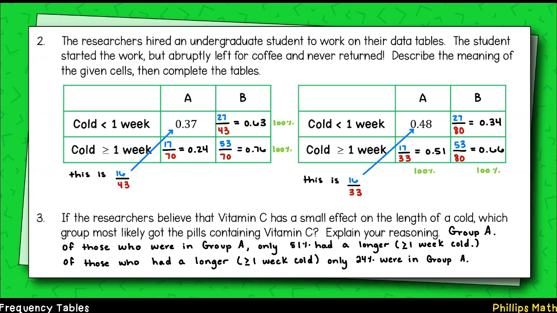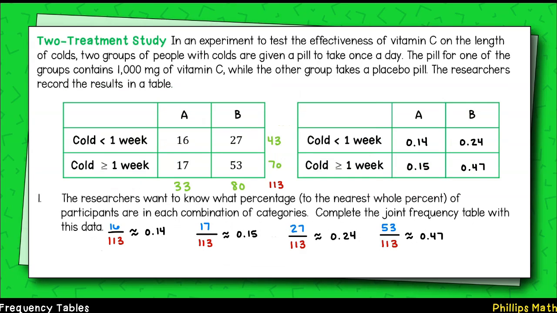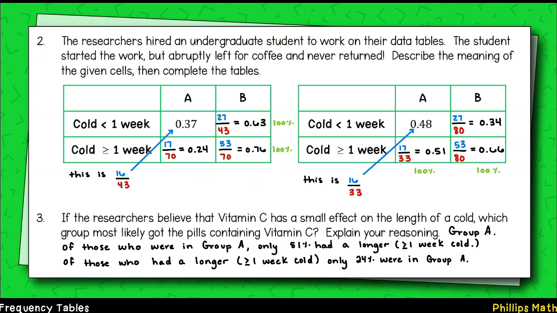In the second part, we want to calculate the conditional relative frequencies. Part of the table is already filled in for you. On the left, we're given 37%, which is 16 out of 43. Looking back to our original data, we see this must be the conditional frequency for cold duration, 16 out of 43. We can fill in the rest of the table using those frequencies divided by the margin total at the end of that row. 43 for folks who had a shorter duration cold, less than a week, and 70 for those who had a longer duration cold, greater than or equal to 1 week.